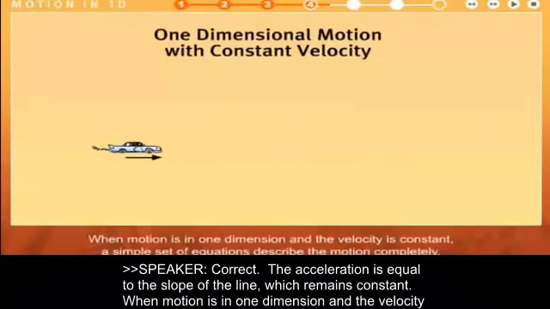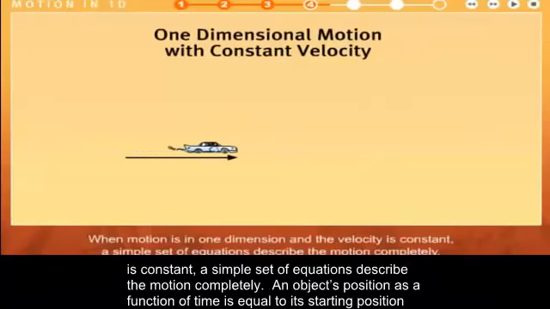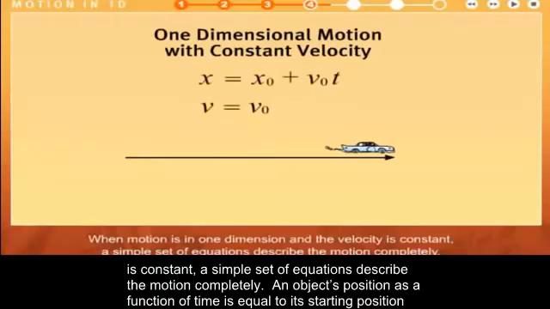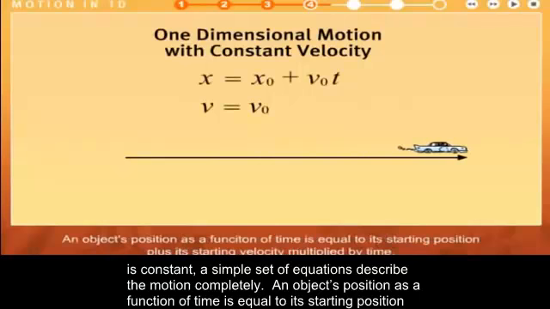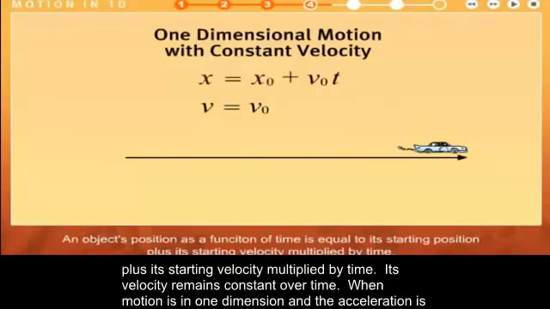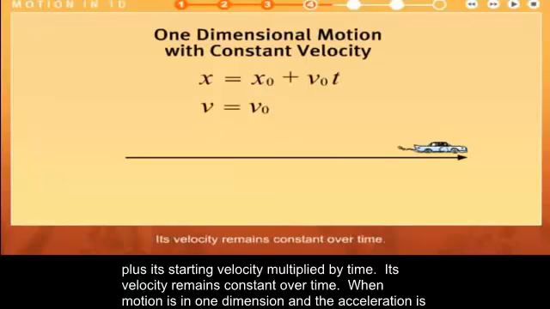When motion is in one dimension and the velocity is constant, a simple set of equations describe the motion completely. An object's position as a function of time is equal to its starting position plus its starting velocity multiplied by time. Its velocity remains constant over time.